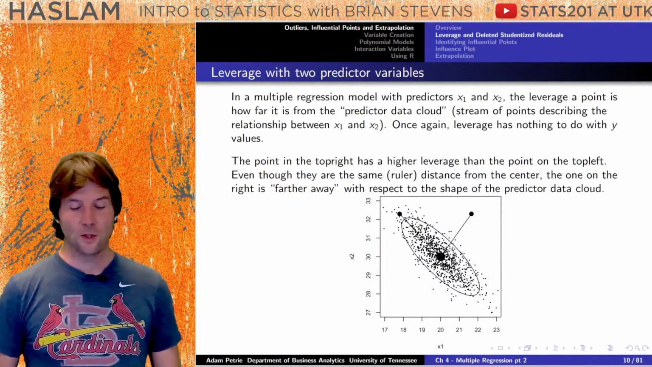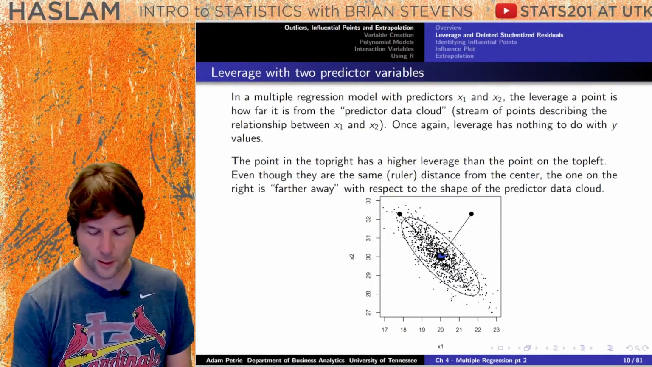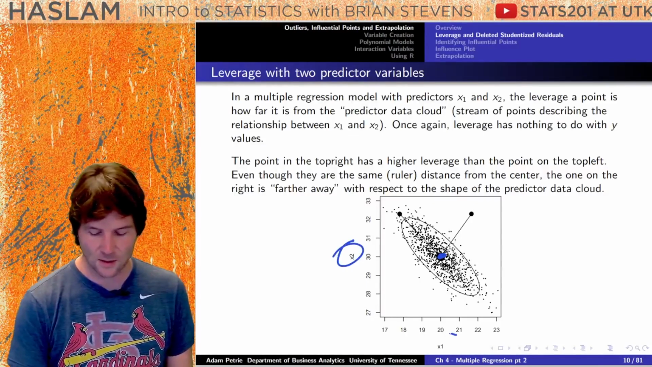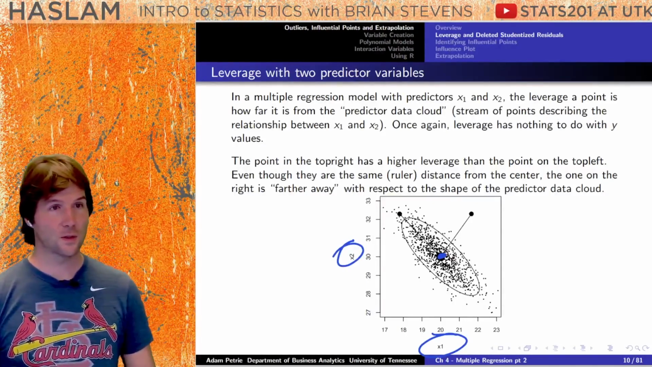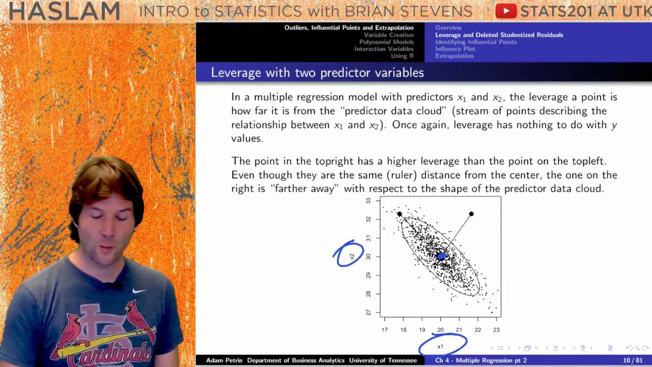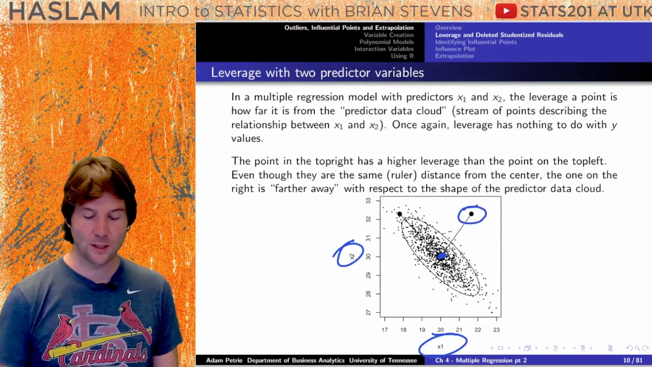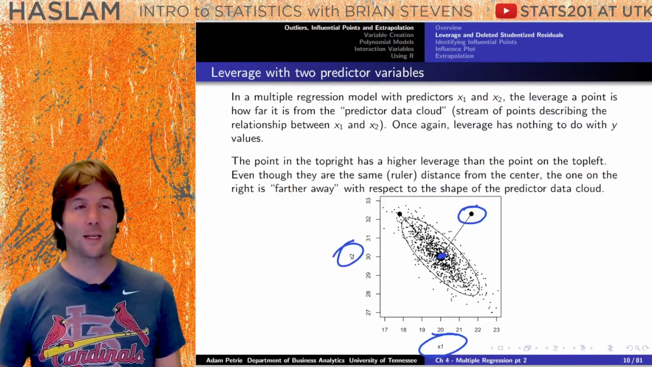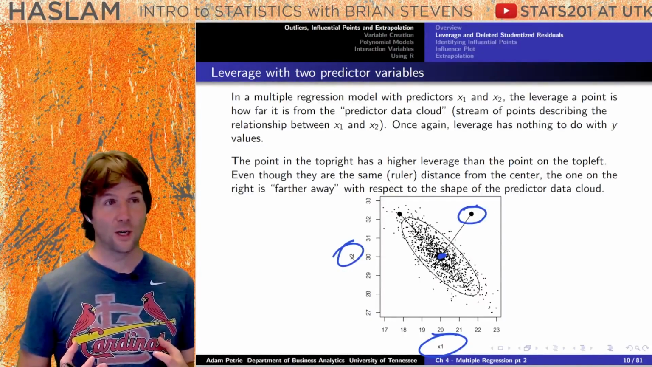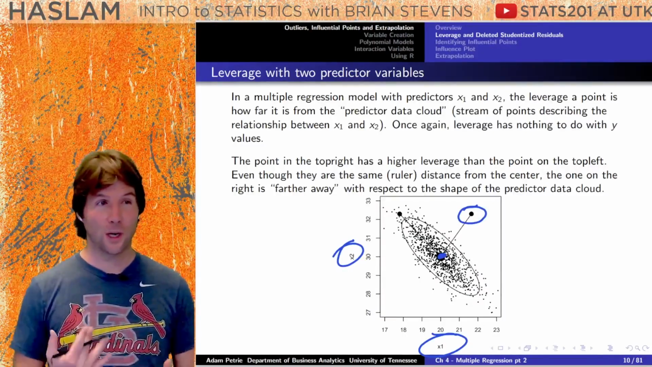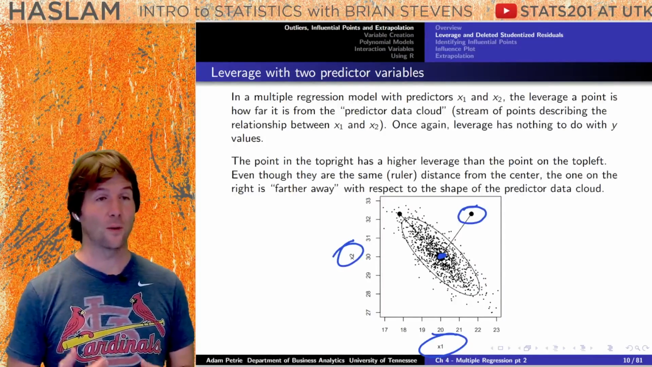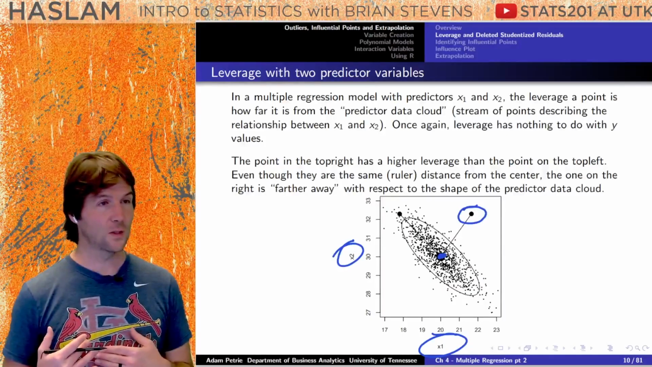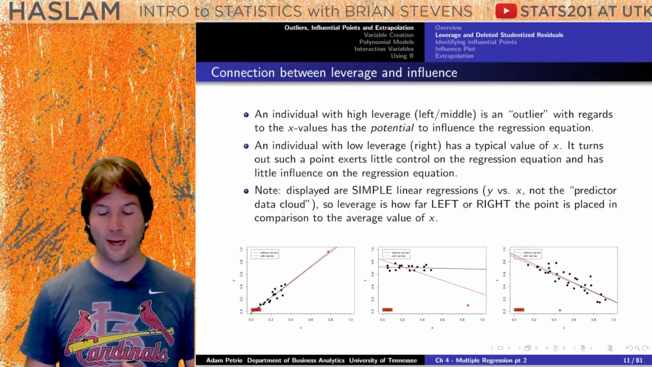Well, if we talk about unusual, the most usual point is the mean of the x's, because now we're in the bivariate sense. So when we go further away right here, especially towards this point, that point is very unusual in its combination of x's, and it's going to have more leverage. So the more unusual you are in your combination of x's, the further you are away from the mean of the x's, the more leverage you would have.